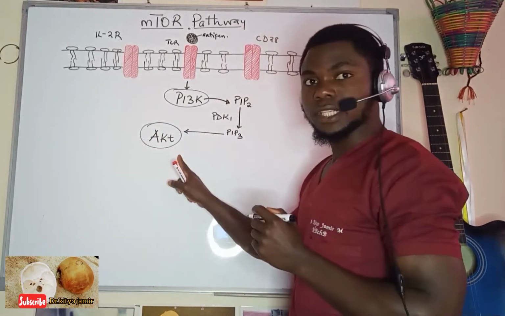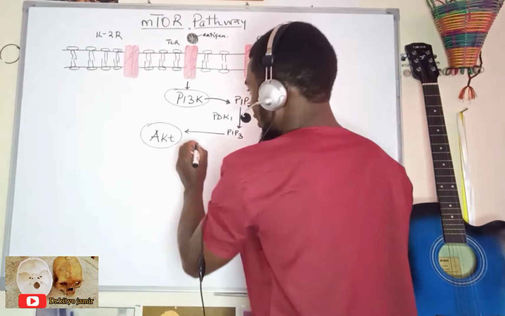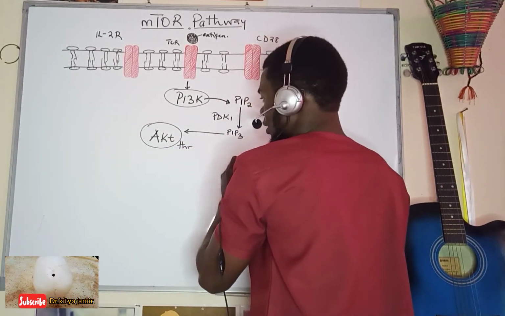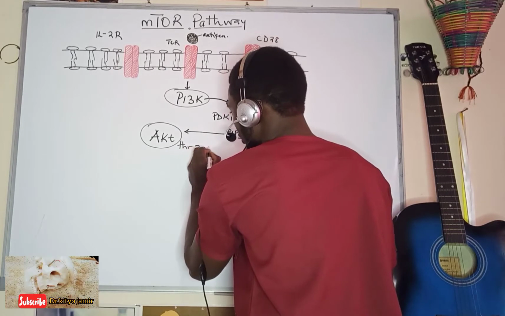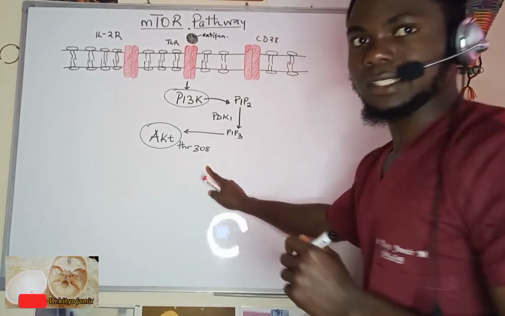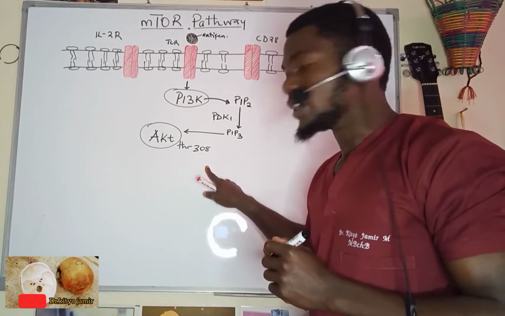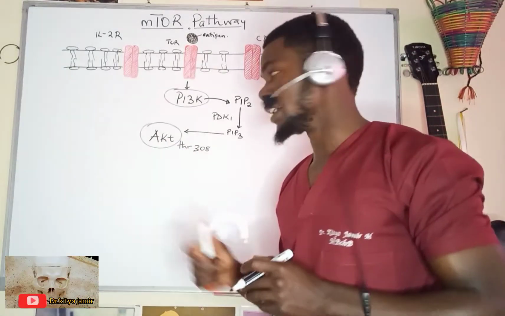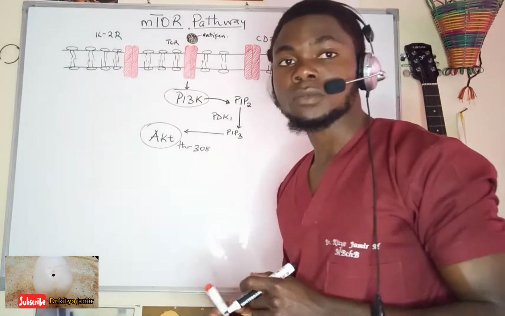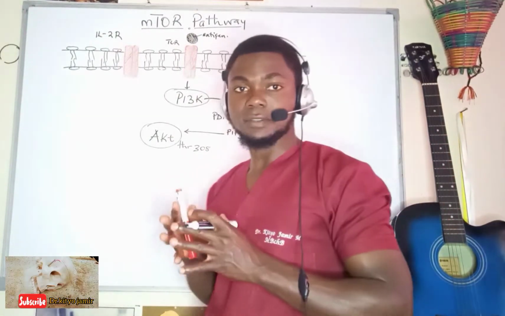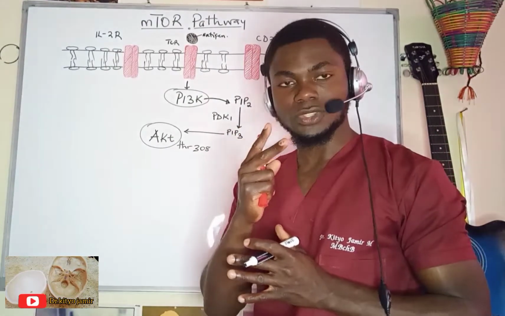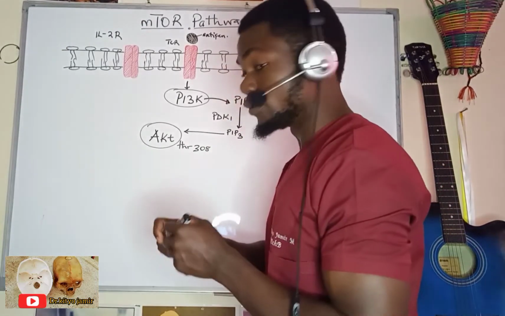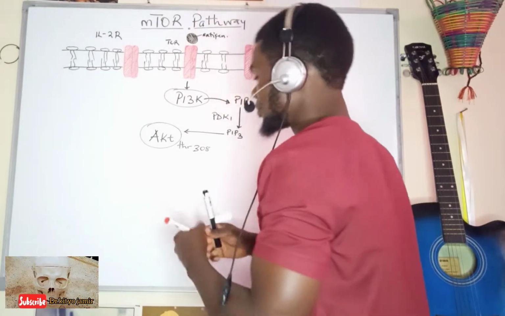It's going to bind on protein kinase B, but specifically on the threonine residue in position 308. So once it binds here, it's going to activate the AKT or protein kinase B. Once this protein kinase B is activated, it's going to do 2 roles. The first role is going to be inhibition of tuberosclerosis complex 2.